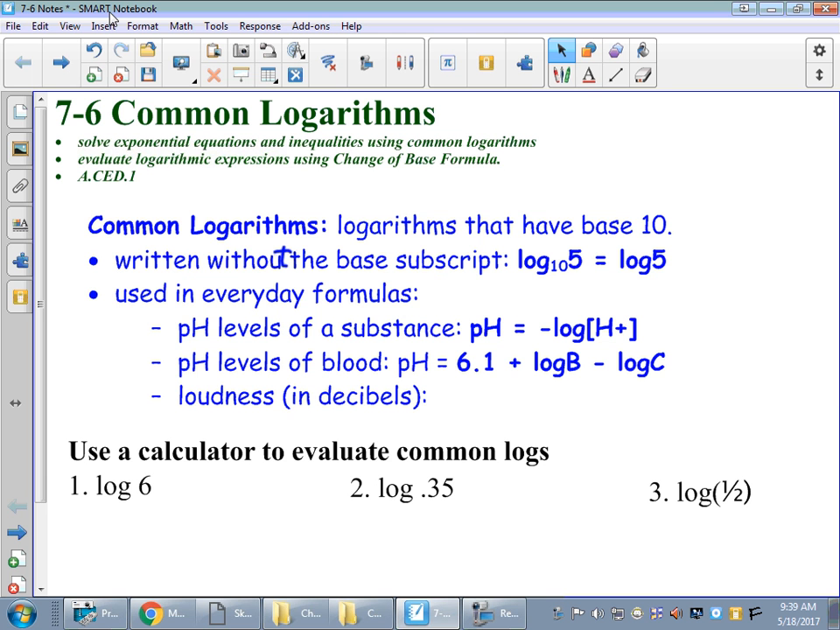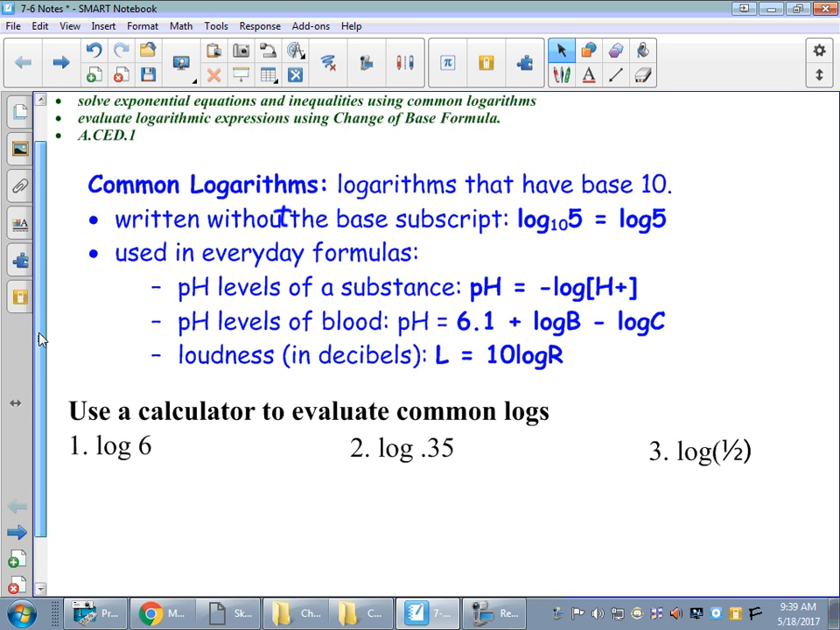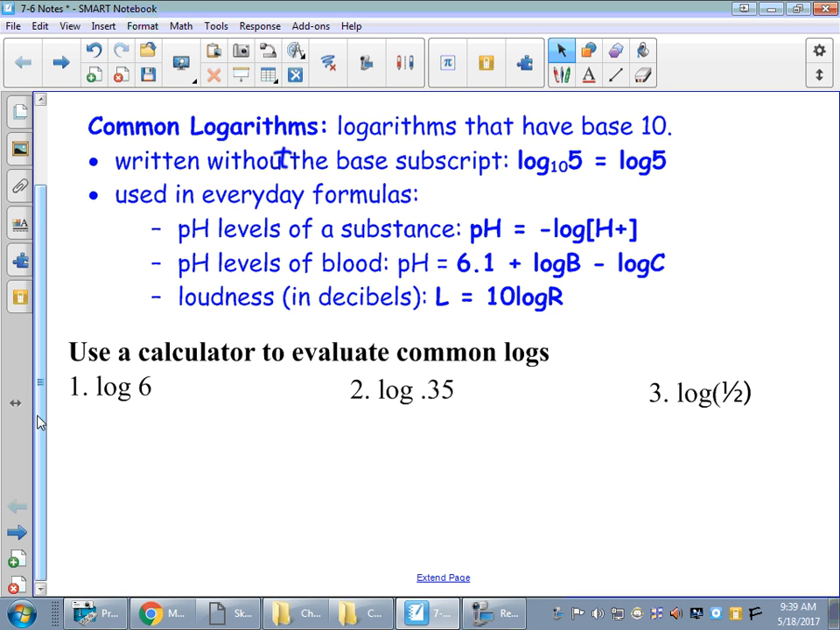That takes 6.1 plus the log of the bicarbonate in your blood minus the log of the carbonate in your blood. And then back to the pH level of a substance, it's the negative log of however many positive hydrogen ions you have. Loudness can also be used. There's a formula: loudness is equal to 10 times the common log of R, and R is the relative intensity of that item. I really don't know all of that kind of stuff. That's a little bit more science and physics, but in biology and chemistry, it's used in real life. That's really the whole main reason I put that up there.